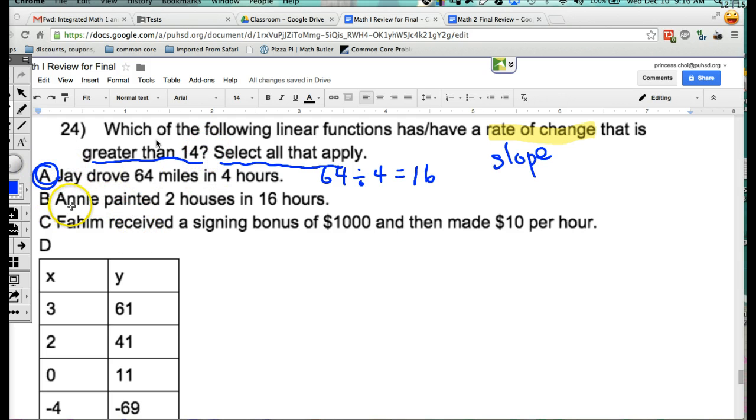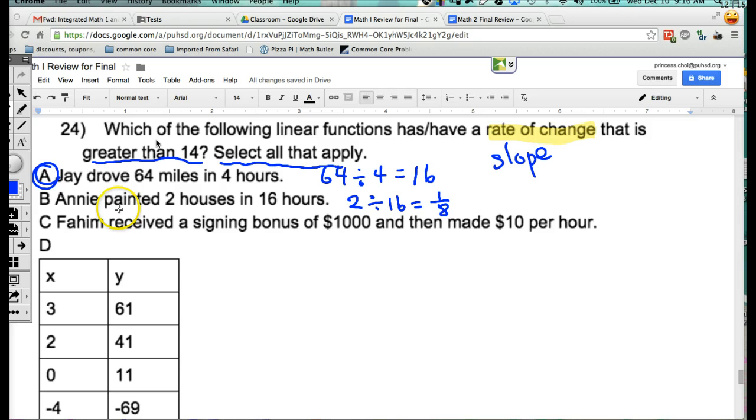Now let's take a look at B. Annie painted 2 houses in 16 hours, okay? So then, if Annie painted 2 houses in 16 hours, in 1 hour, how many houses is she going to be able to paint? That's going to be 2 divided by 16, and that gives you what? 1 over 8. So she would paint 1 house in 8 hours, right? But in 1 hour, how much of the house did she paint? It's going to be 1/8 of a house, okay? Now, so that's not the answer because the slope is less than 14.